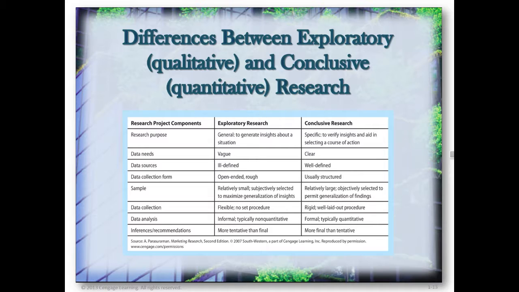Data collection in exploratory research is flexible. There's really no set procedure. You typically have guiding questions. In conclusive research, it's more rigid and well laid out. And your data analysis is non-quantitative in exploratory research. And in conclusive research, it's typically quantitative. The inferences and recommendations in exploratory research are more tentative than final, and in conclusive research, they're more final than tentative.